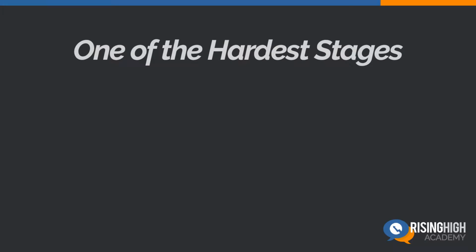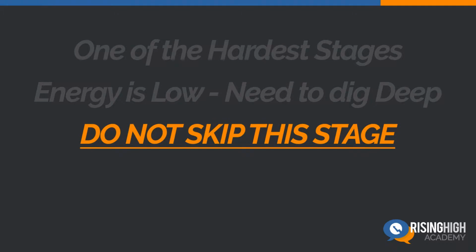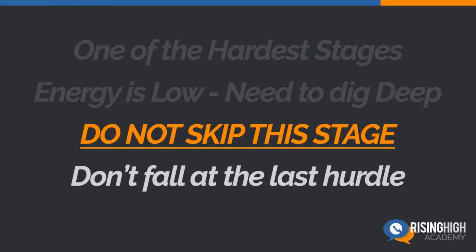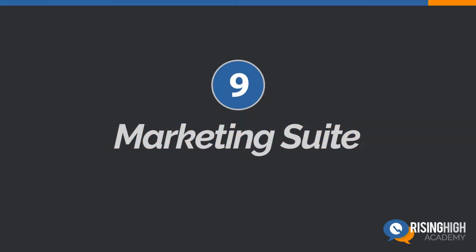The final polishing stage of any project is usually one of the hardest parts of the project. Energy is generally pretty low, and you should be sick to death of playtesting your game over and over again. It's super important not to skimp on this stage. It's what all your hard work has been about over the weeks that you've been building your game. So dig deep, find that energy, and finish the game off with the polish it deserves. And that leads us on to number 9, which is our marketing suite.